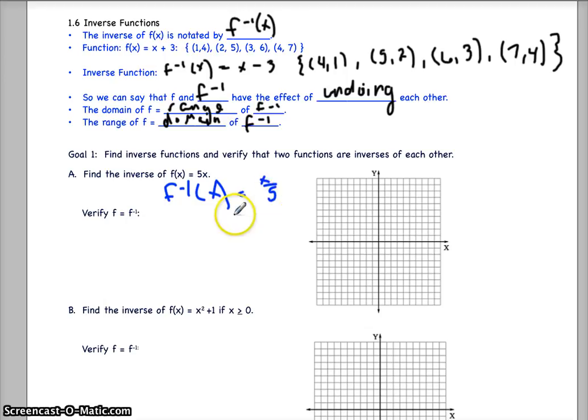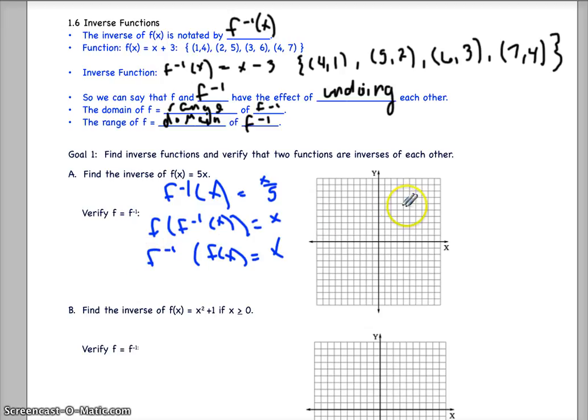Now, how do we verify that? To verify that, we show that f of f inverse of x is equal to x, and we show that f inverse of f of x is equal to x. How do we show that? To show that, we plug f inverse into f and simplify, and f of x into f inverse and simplify. If both come out to equal x, then they are inverse functions of each other.